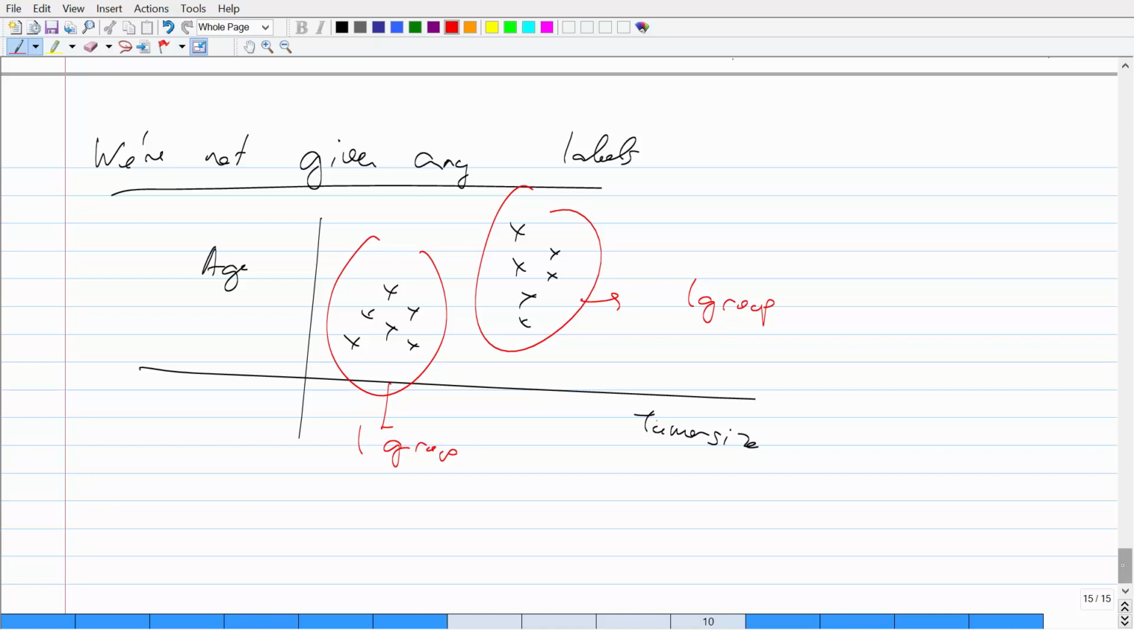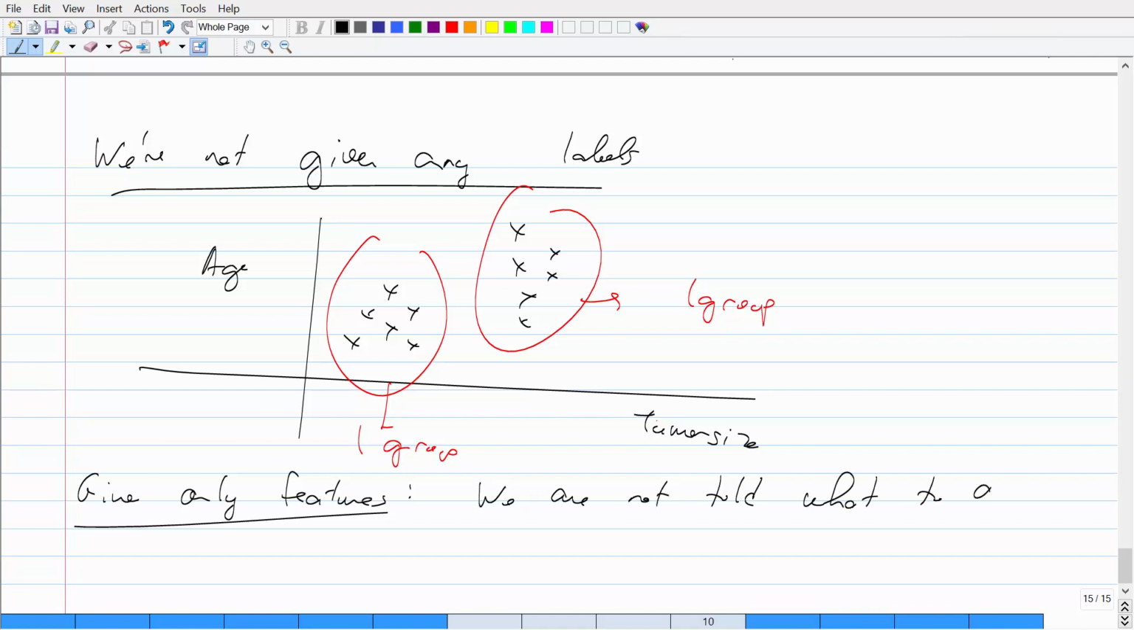So the goal is to try to separate data into groups by itself, and then you can look at the groups and figure out what's common between them all. Okay, so this is what's known as a clustering problem. What we're doing is, given only features, we're not given any labels, and we are not told what to do with the data at all. So it's our job to figure out what to do with it.